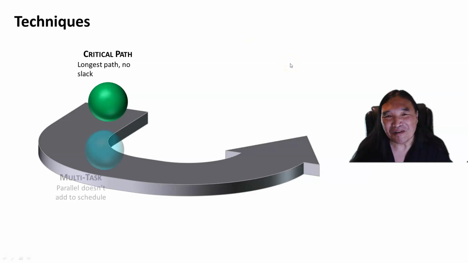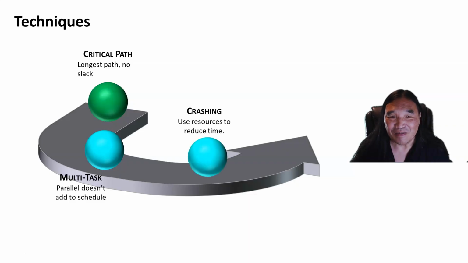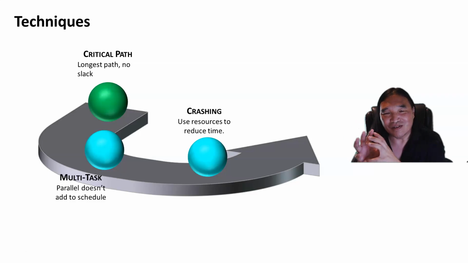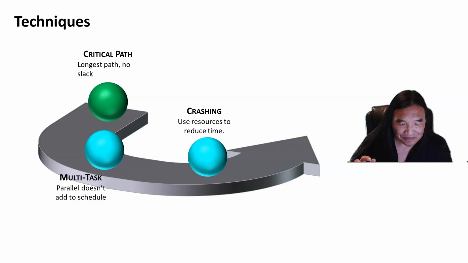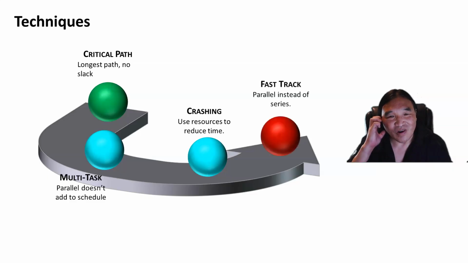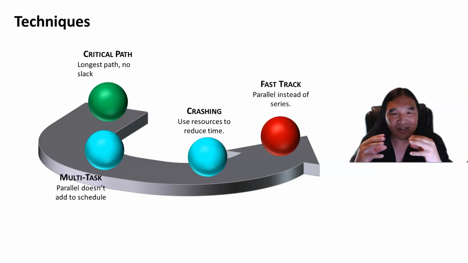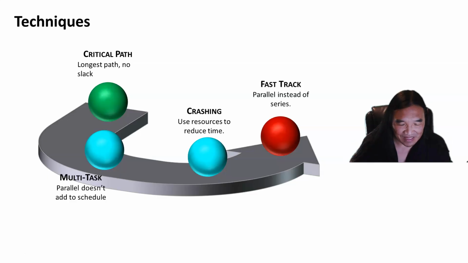So the critical path has no slack. Parallel doesn't add to the schedule, and that's how you do multitasking. Crashing is when you use resources to reduce time. And fast tracking means you put things in parallel instead of series to speed things up. And so that's our lecture on time.